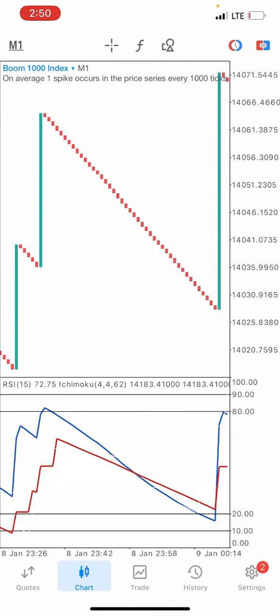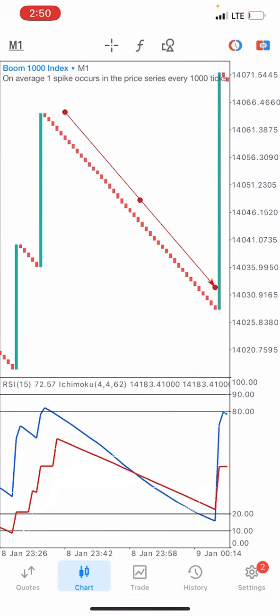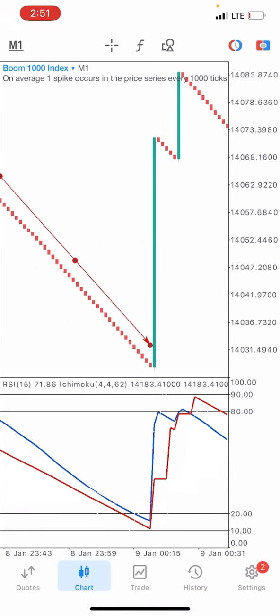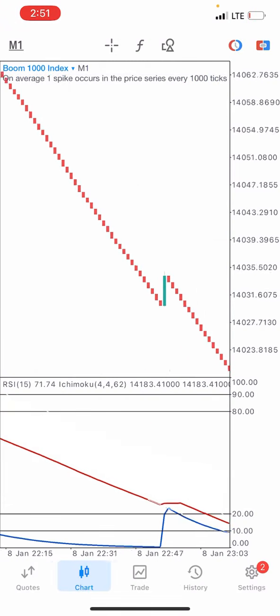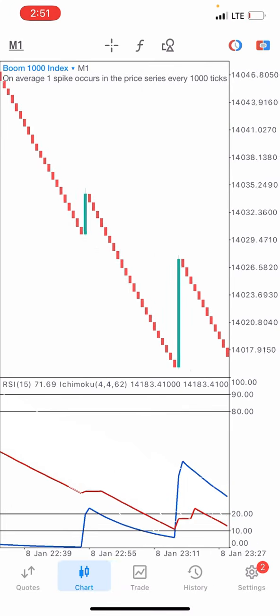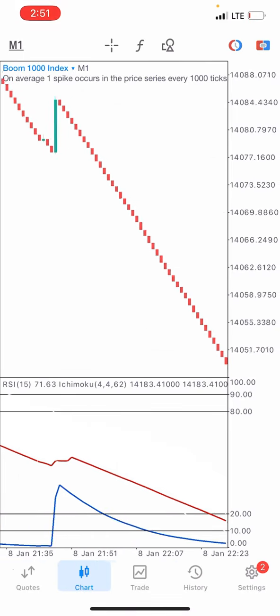But you can see when we did not have tiny spikes in between, there was a massive spike. Immediately the market touched level 20, there was a massive spike. So once you start seeing tiny spikes like what you have here, be careful, it will go down for a very long time.